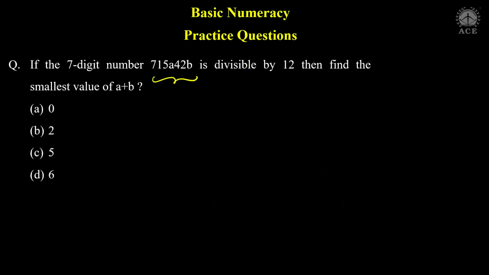Now see this question, my dear friend. They're asking what is the smallest value of a plus b. A plus b minimum value you need to find, and this number is divisible by 12. Divisible by 12, just now I mentioned, you have to satisfy the divisible by 3 and divisible by 4 rules, both.